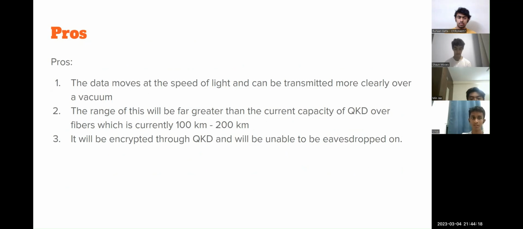The pros: the data moves faster in a vacuum, such as the vacuum of space, rather than a traditional medium such as air. Additionally, the range will greatly be increased, as I previously mentioned, and since it will be encrypted maybe multiple times by each satellite it has passed through, there will be absolutely no chance of an eavesdropper known as Eve to be able to understand the data that is being transmitted.